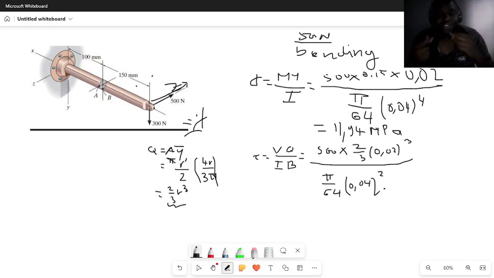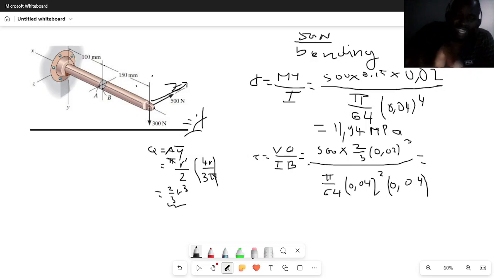Remember, B is the thickness. It's also what we call the diameter. In this case, I will explain also why it is the diameter. So the diameter here is simply 0.04, if I'm not mistaken, the diameter of this circle. So if you can calculate this, you're going to get this shear stress.